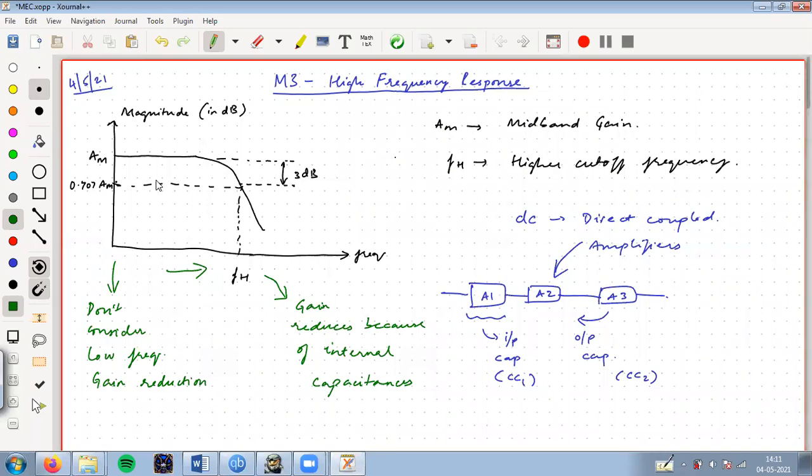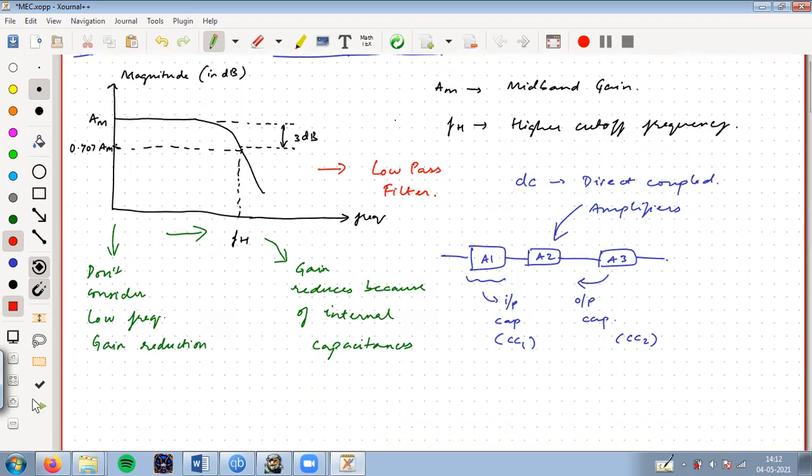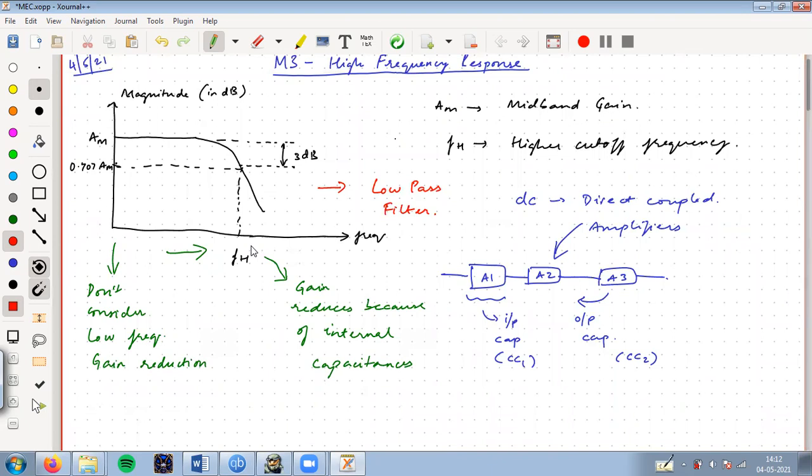So if you look at this, this is actually a low pass filter. After this, the only thing I need to find out is FH for any given amplifier: till what range of frequencies I can use that amplifier. So calculating FH is the next part. We'll see how to calculate it.